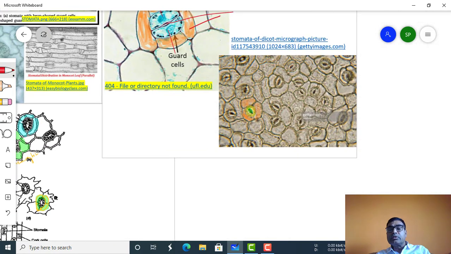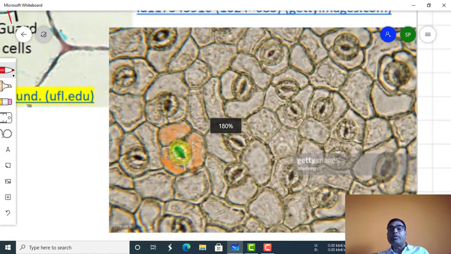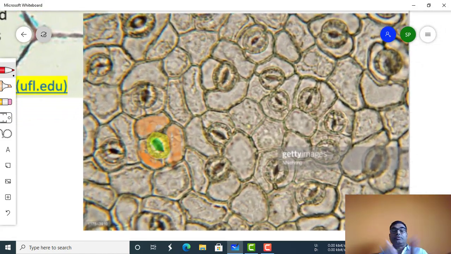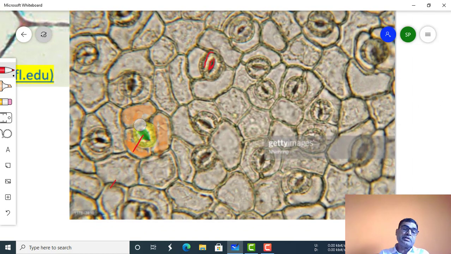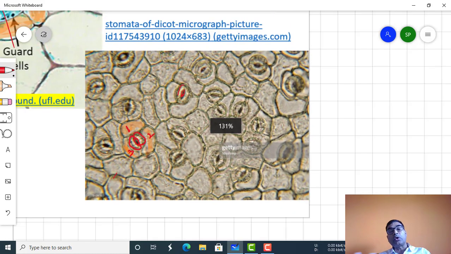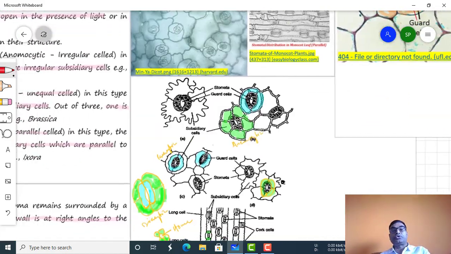See just again one figure of the structure of the stomata. This is a stomatal pore. The stomatal pore is guarded by the guard cells. If you see here, this is the stomatal pore, and these two are the guard cells, and again these guard cells are surrounded by such subsidiary cells. So all these are the structure of stomata.